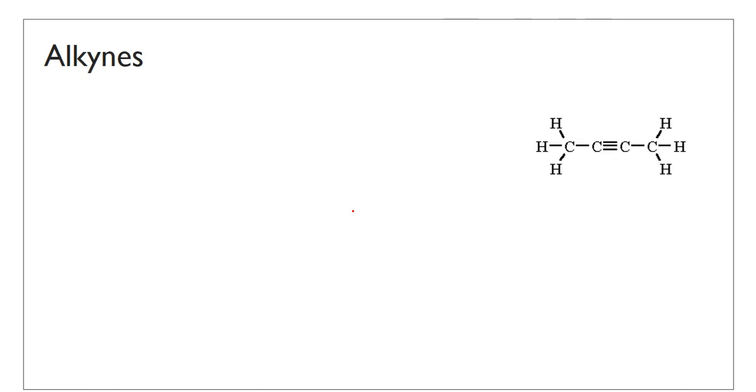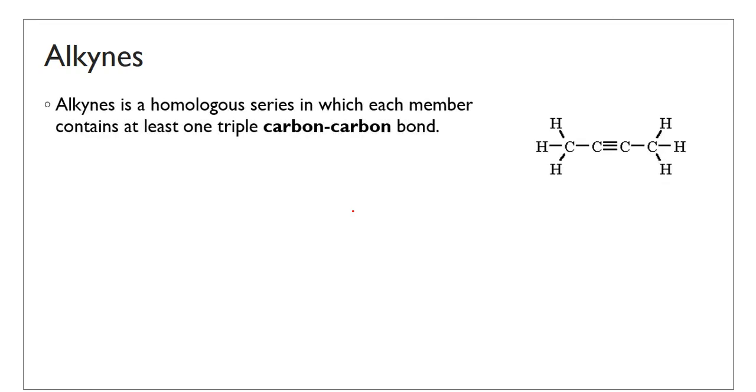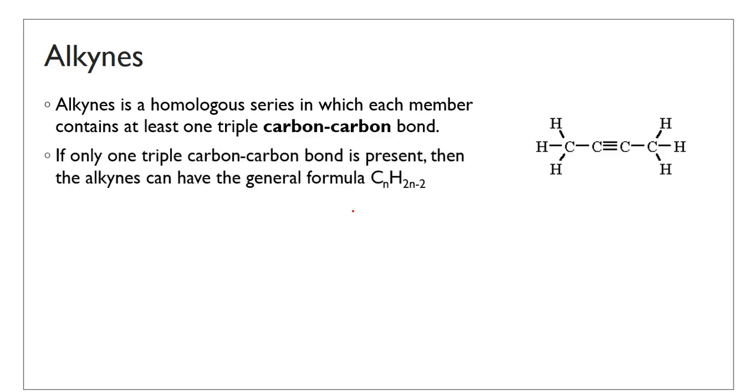Lastly, we're going to look at alkynes, also a homologous series in which each member contains at least 1 triple bond. We don't look at alkynes a lot, like at all, like ever, even in year 12. Anyway, if one triple carbon-carbon bond is present, then the alkyne can have this general formula.